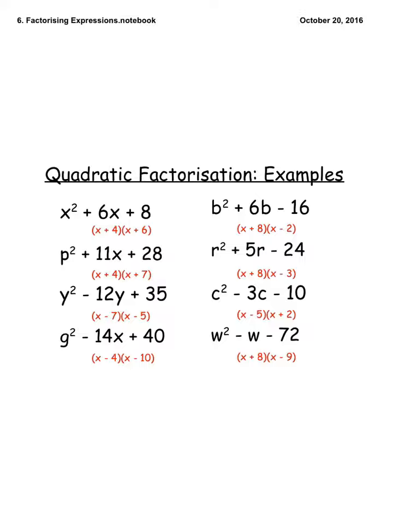Okay, so the answer to trinomial 1 is x plus 4, x plus 6. The answer to the second one is x plus 4, x plus 7. The answer to trinomial 3 is x minus 7, x minus 5. The answer to number 4 is x minus 4, x minus 10. The answer to number 5 is x plus 8, x minus 2. The answer to number 6 is x plus 8, x minus 3. The answer to number 7 is x minus 5, x plus 2. And the final answer is x plus 8, x minus 9.